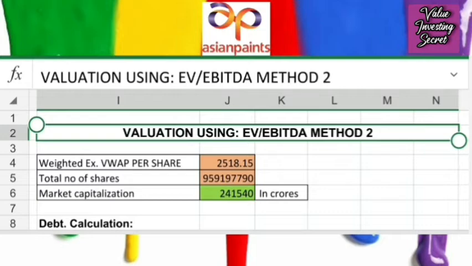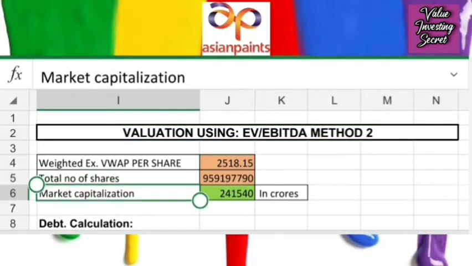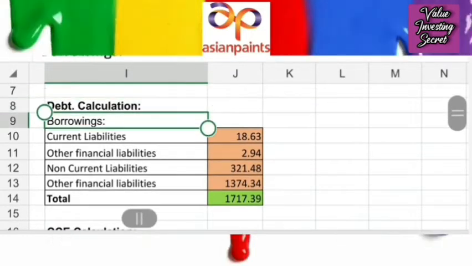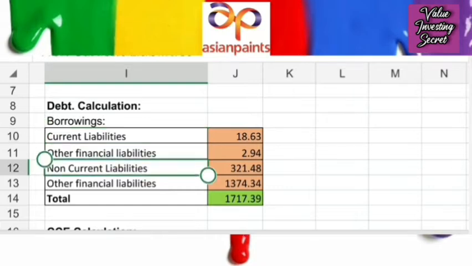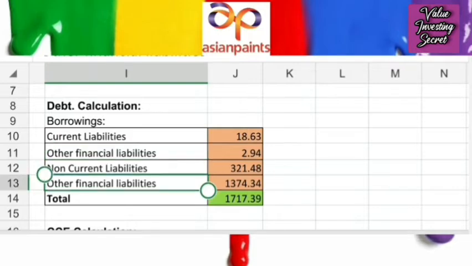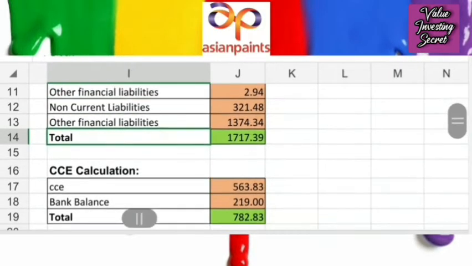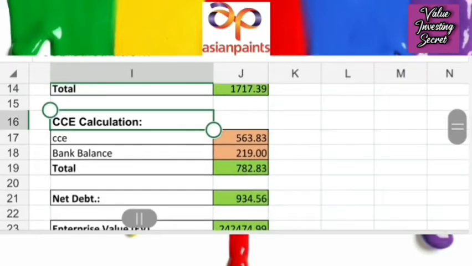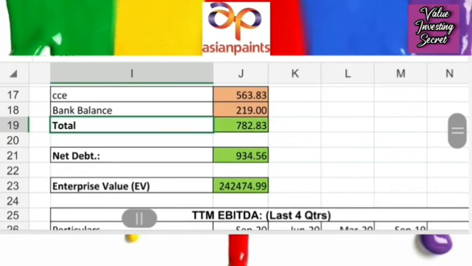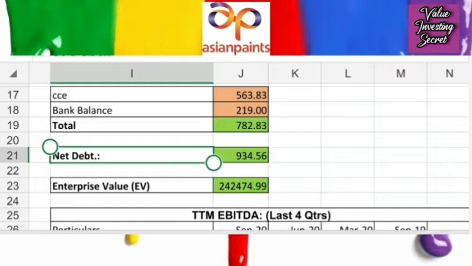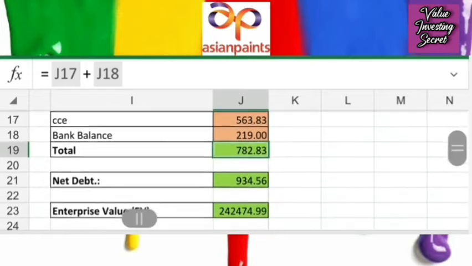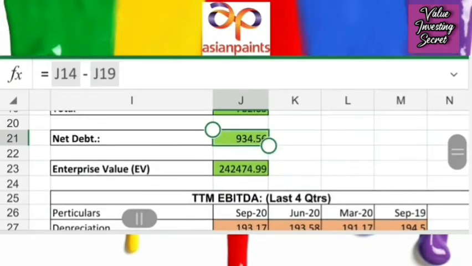Now I am going to show the valuation using the EV by EBITDA method. For this we need the same data, EVWAP, total number of shares and market cap. Then I have calculated the debt of the company. For this we need borrowings, that is current and non-current liabilities borrowings, then other financial liabilities of current and non-current liabilities. So total debt is 1717 crores. Then I need the CCE calculation, that is cash and cash equivalents, then bank balance. So total CCE is 782 crores. Then I calculated net debt, that is total debt minus CCE. See here, this is the total debt and CCE is subtracted from it.